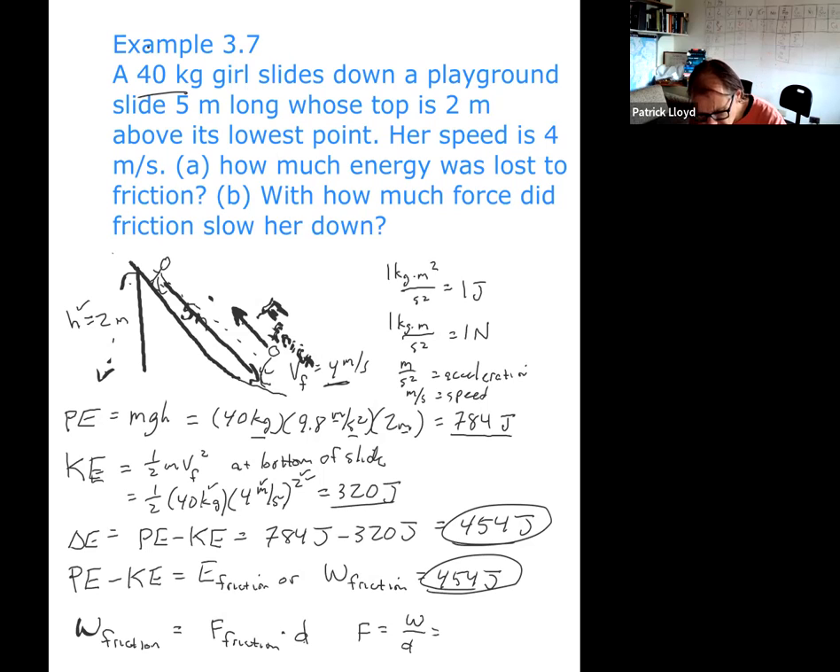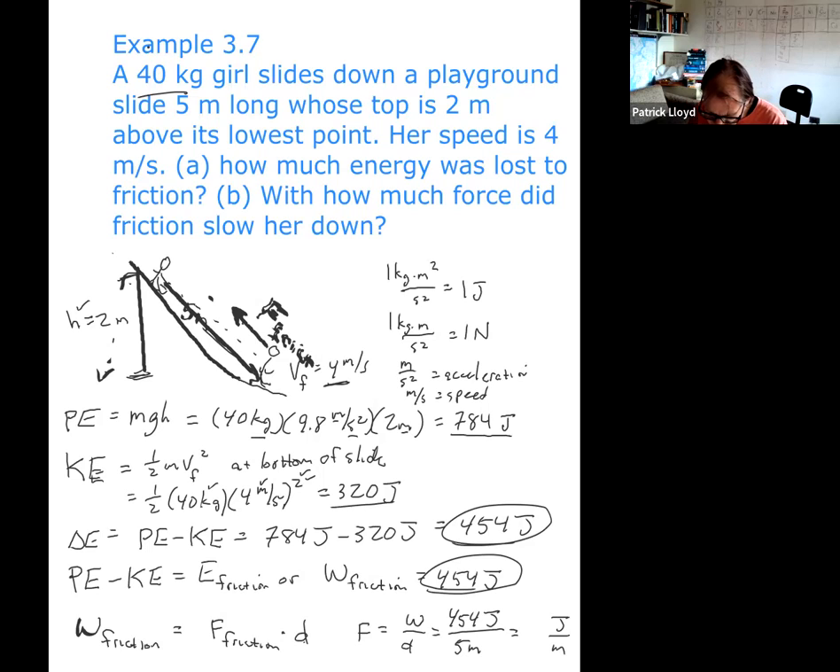The d that we're talking about here is not the 2 meters. That's what gives you the potential energy. It's the distance of friction along the slide, so that's 5 meters. So it's 454 joules divided by 5 meters. Joules per meter is the same thing as a Newton. Not obvious, but it turns out to be the same. 454 divided by 5, I get about 90.8. I'm off a little bit from the textbook there. Let me just make sure.